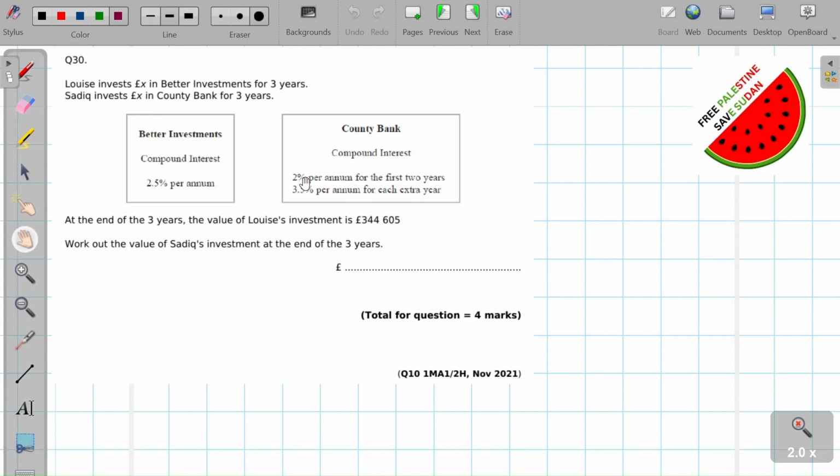Ooh, 2% per annum for the first 2 years, 3.5% extra each year. At the end of 3 years, the value of Louise's investment is £344,605. That's a lot of money. Okay, so at the end of 3 years, that's thrown me off a little bit. So let me just focus a bit. Number one, I'm going to look at Louise.